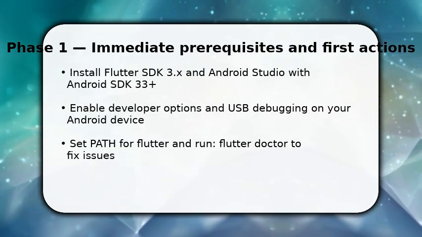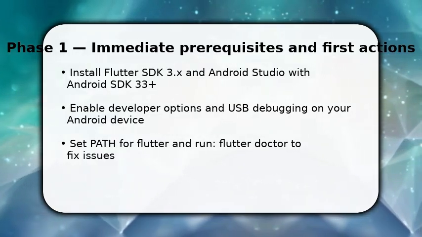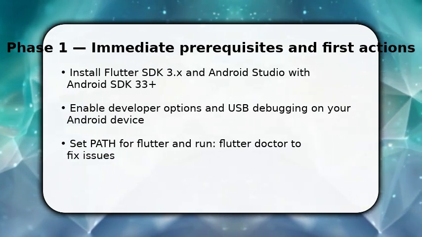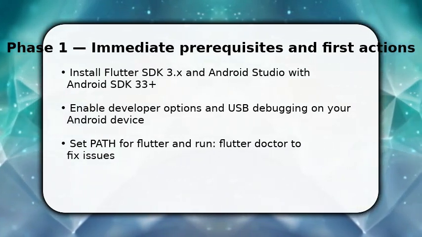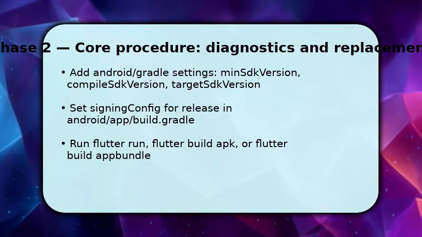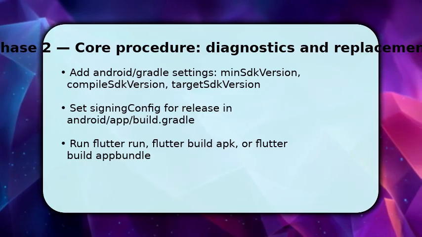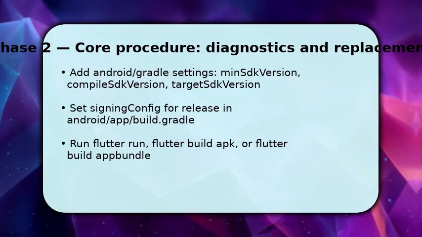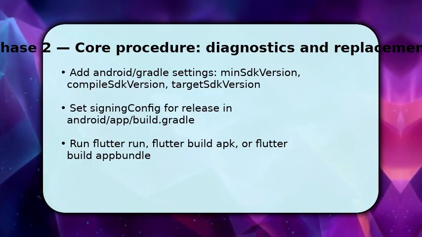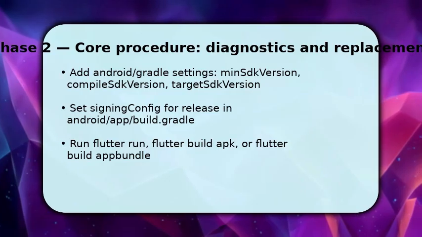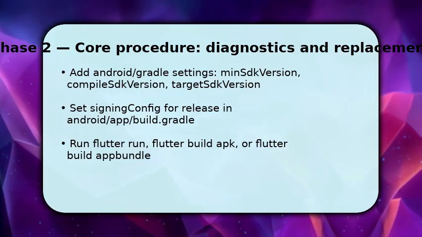Once done, create a new Flutter project with flutter create app_name and open it in Android Studio so you can move into project configuration and build settings. You now configure the Android side and start building. Edit android/app/build.gradle to set min SDK version, compile SDK version, and target SDK version to match Play Store requirements. Update Kotlin and Gradle plugin versions when prompted.